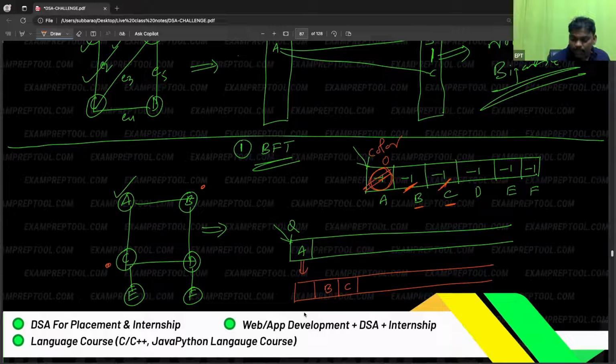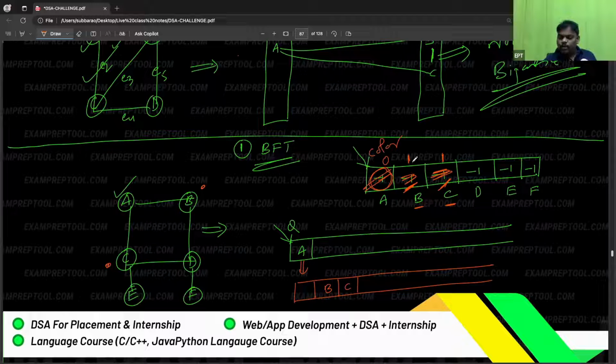But remember, if A color is 0, B and C, their adjacent people's color should be different. So keep one. This is the approach. It means if A belongs to the M group, their adjacent people are in the N group. That is the meaning. Because of colors, we are thinking maybe 0 and 1.